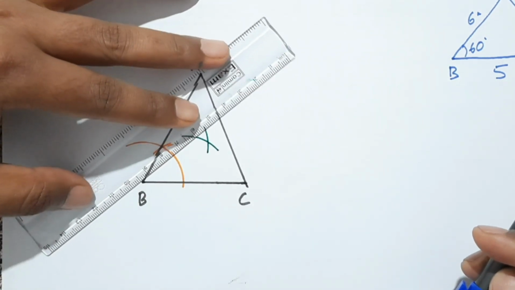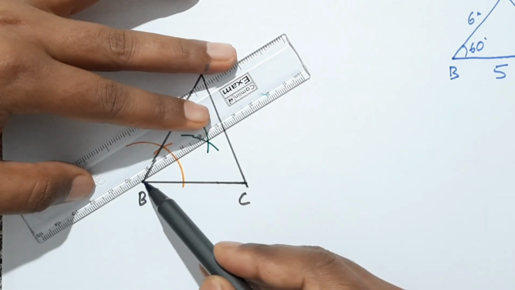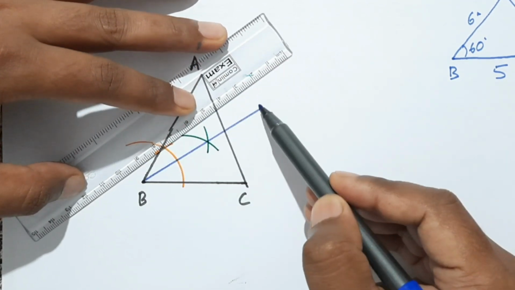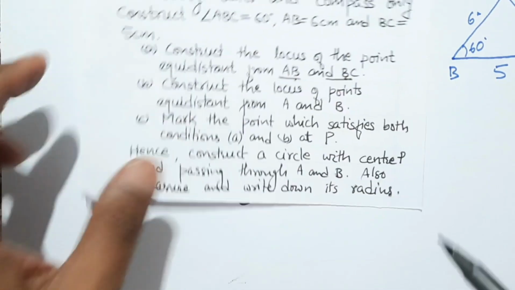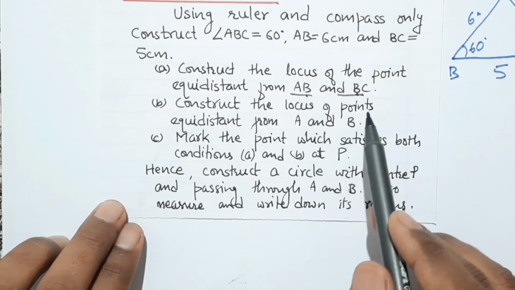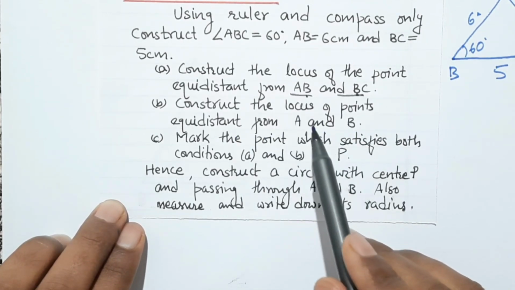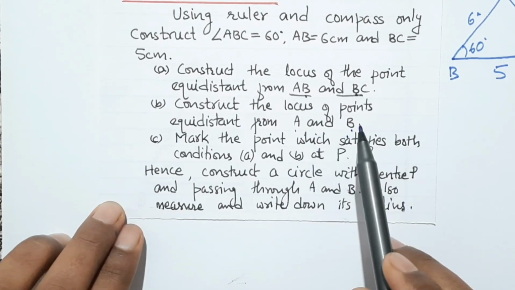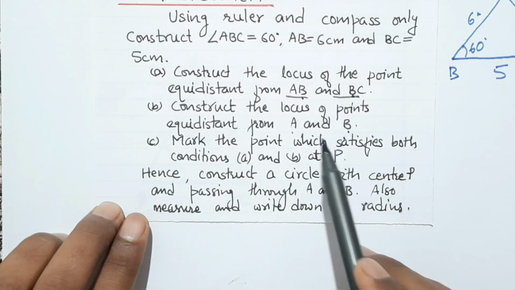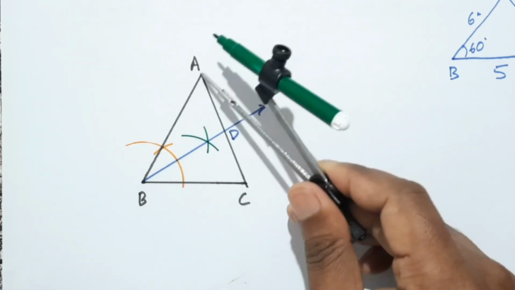Now the first part of the question is done. So this is our angular bisector. Let this point be D. Now the next part, construct the locus of a point equidistant from A and B. That means the locus from two points, so here we are going to draw the perpendicular bisector of line segment AB. This is the line segment AB.